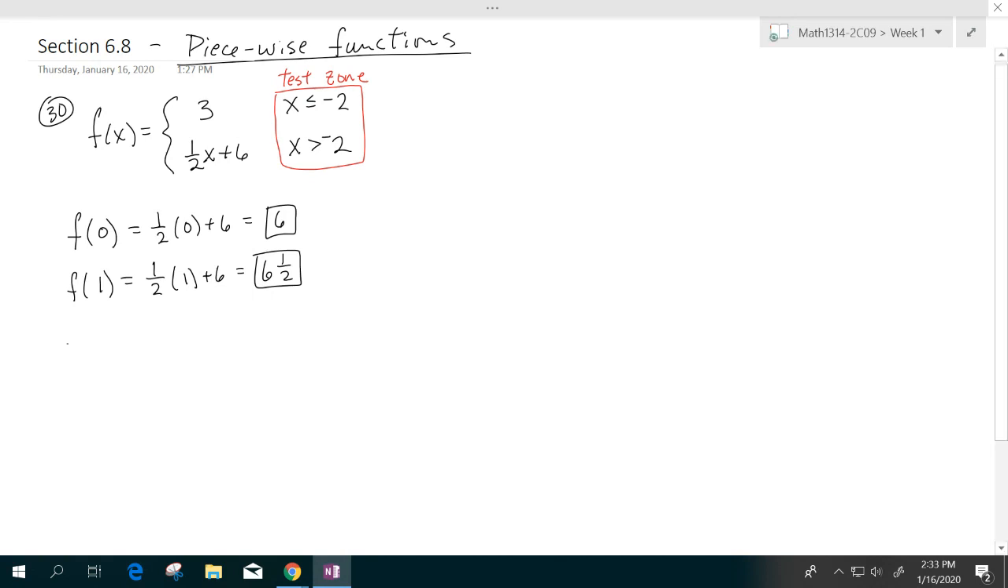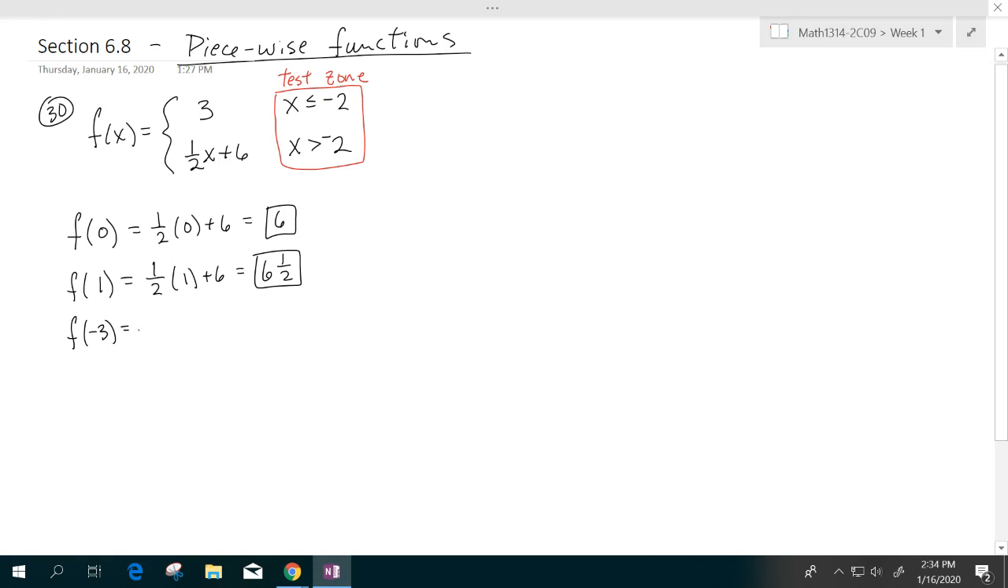Wait, so now why don't we do 3 or negative 3? Okay, so now you're playing the what if game again. So what if it's negative 3? What if the number is negative 3? Yeah, because is negative 3 less than or equal to negative 2? So if that's true, that's what you do.